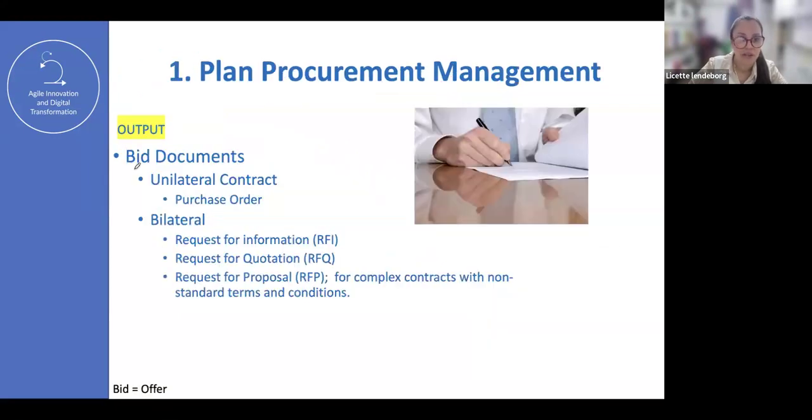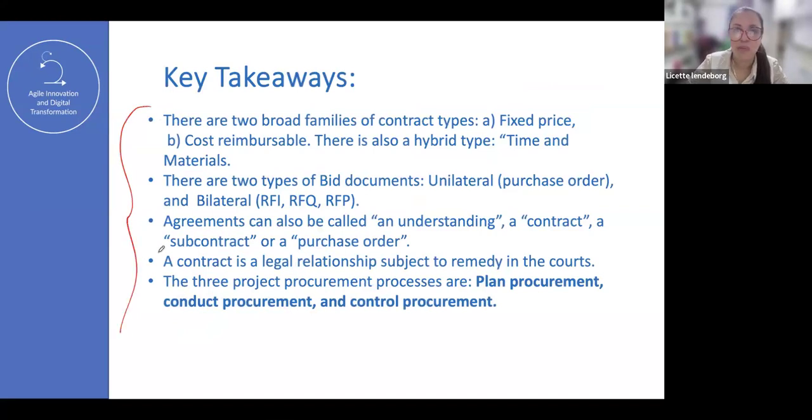That's it. So for the exam, another 2 documents: bid documents. Unilateral contract is a purchase order. So from the CAPM perspective, a purchase order is a type of contract, right? Keep that in mind. So one more time, those are the bilateral documents here: RFI, RFQ, RFP for complex contracts. So having said that, those are the key takeaways of procurement.